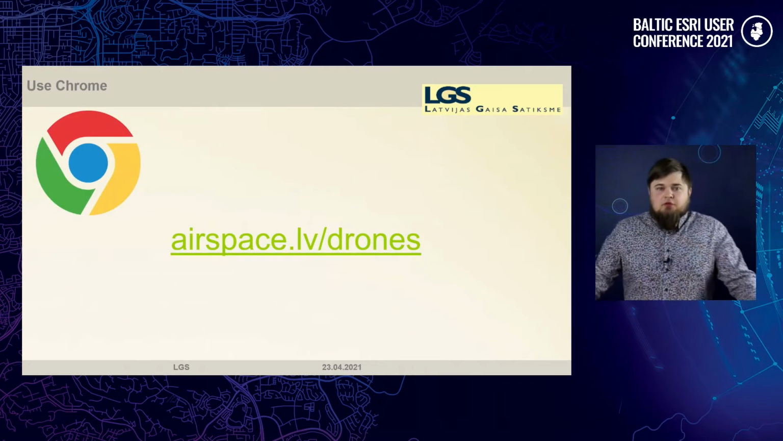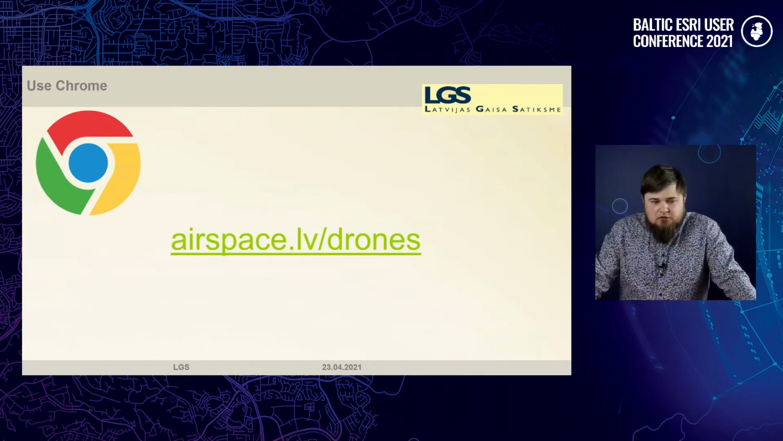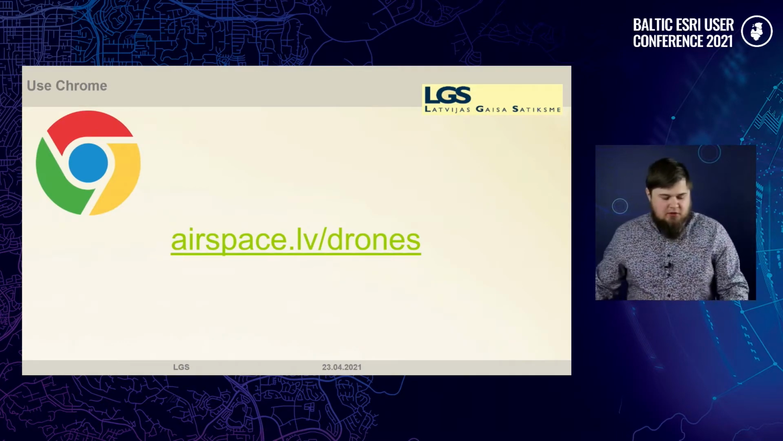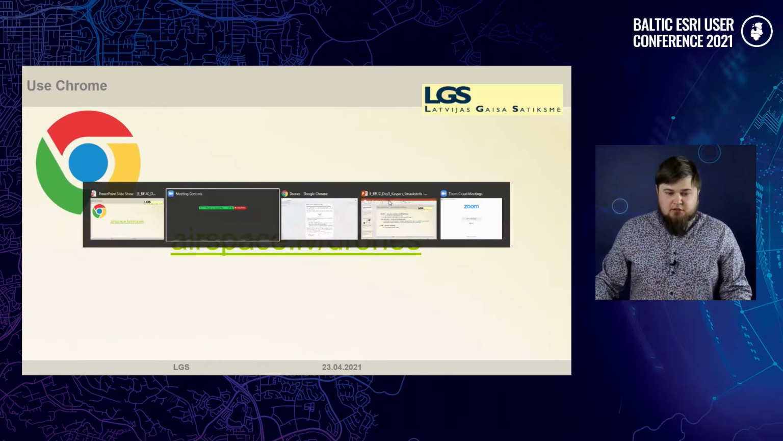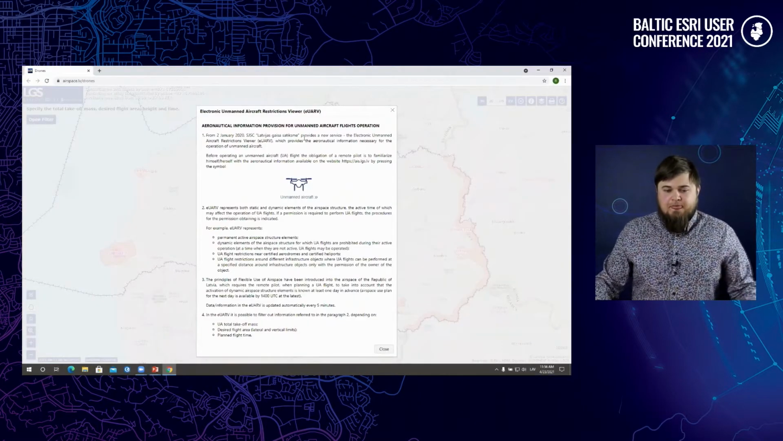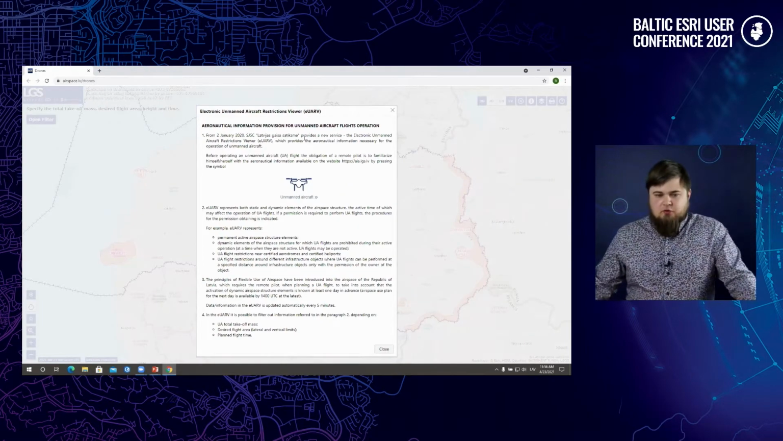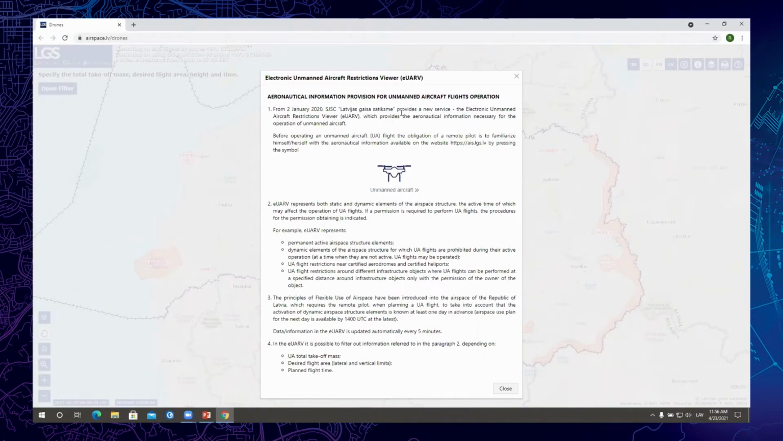So now I would like to show you how this viewer runs and how you need to use it. First of all, please use Google Chrome, because Chrome is more adapted to this viewer. In some other browsers, there is a possible chance that some functionality would not work correctly. So, the address is airspace.lv/drones.